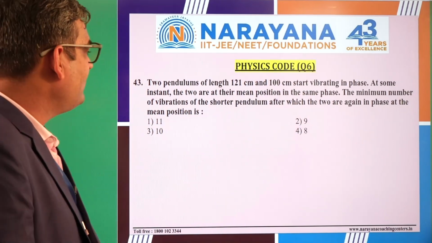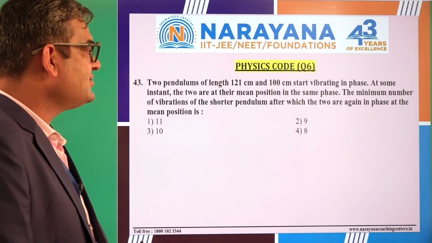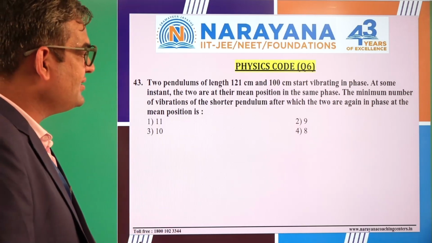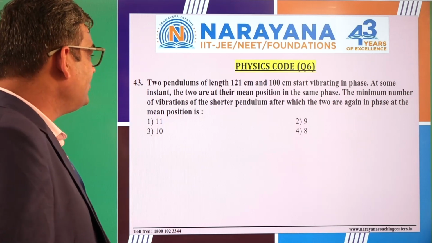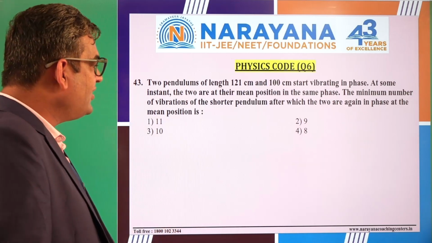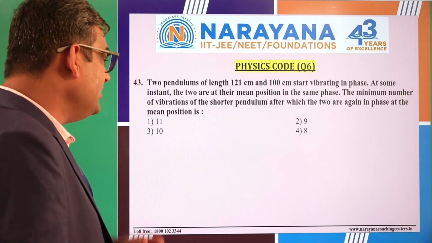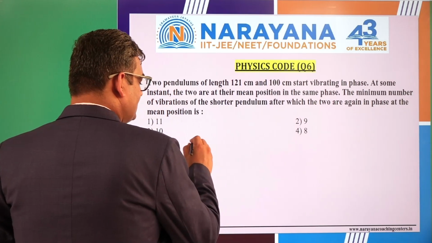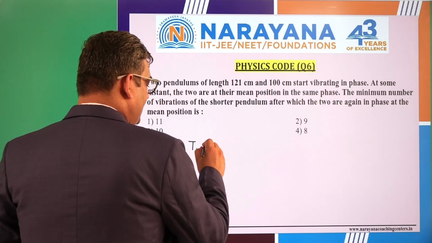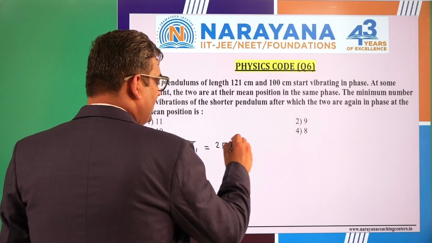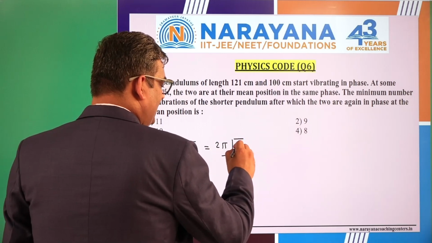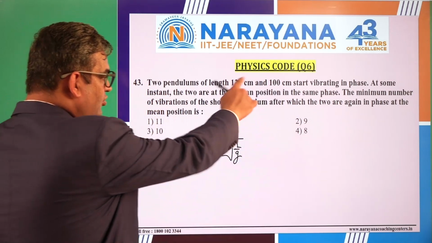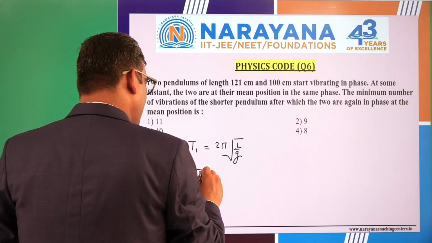Two pendulums of length 121 centimeter and 100 centimeter start vibrating in phase. At some instant, the two are at their mean position in the same phase. The minimum number of vibrations of the shorter pendulum after which the two are again in phase at the mean position is? If we just calculate the time period of these two pendulums, then the general relation is that time period is given by 2 pi under root L by g, which means this time period directly depends upon the root of length. If we calculate under root of 121, this is going to be 11.